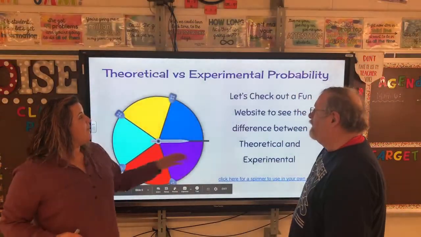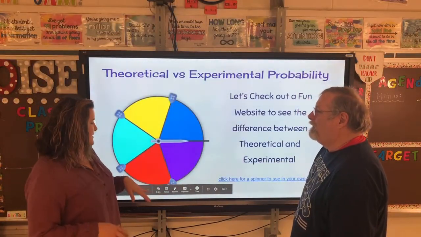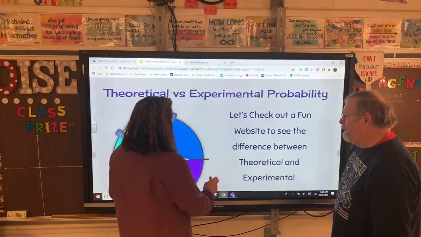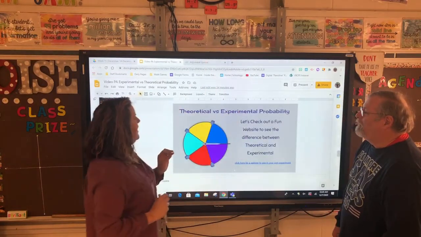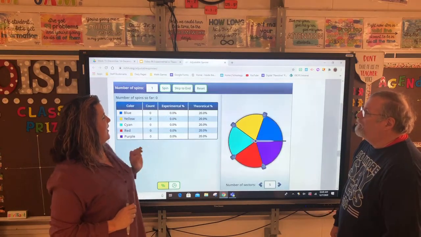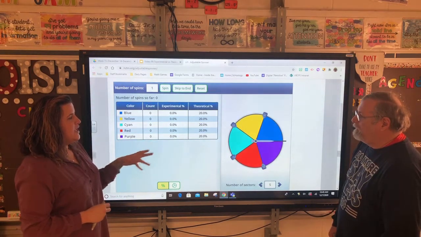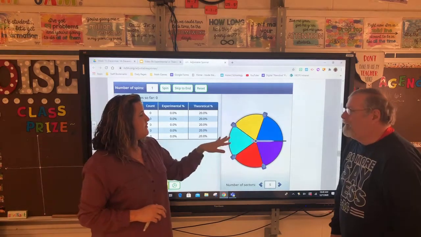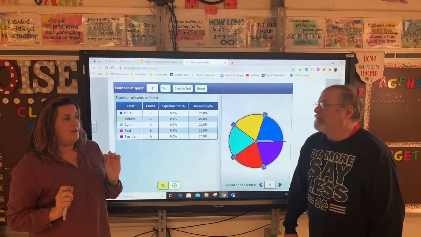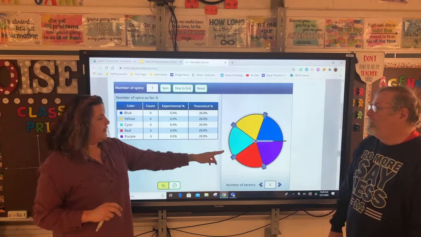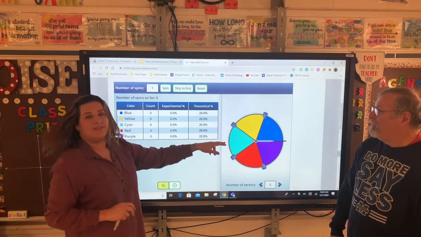Now we're actually going to look at a cool website. We're going to exit out of here, and there we go. It shows us experimental and theoretical probability based on percentages. We have this spinner, and it has 5 different colors. In theory, we should land on a color like this pretty blue, this cyan.